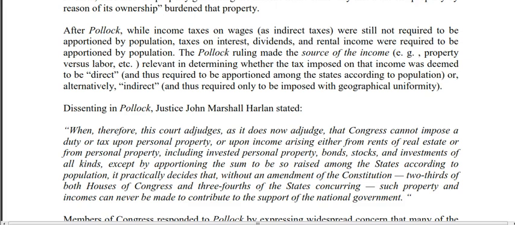Dissenting in Pollock, Justice John Marshall Harlan stated, "When therefore this court adjudges, as it does now adjudge, that Congress cannot impose a duty or tax upon personal property or upon income arising either from rents of real estate or from personal property, including invested personal property, bonds, stocks, and investments of all kinds, except by apportioning the sum to be so raised among the states according to population, it practically decides that without an amendment of the Constitution, two-thirds of the House of Congress and three-fourths of the states concurring, such property and incomes can never be made to contribute to the support of the national government."